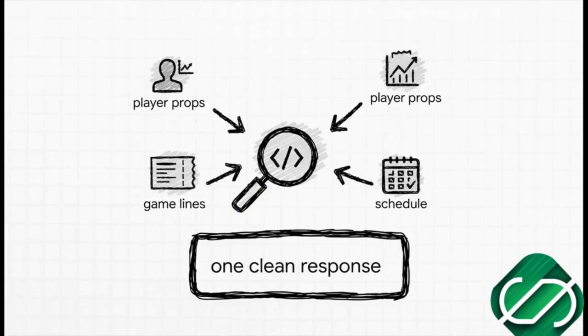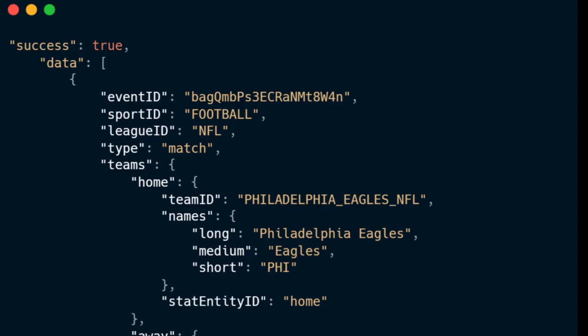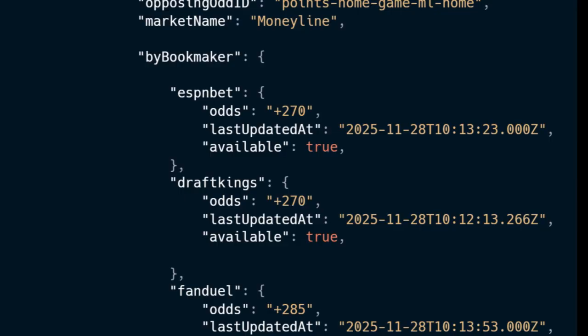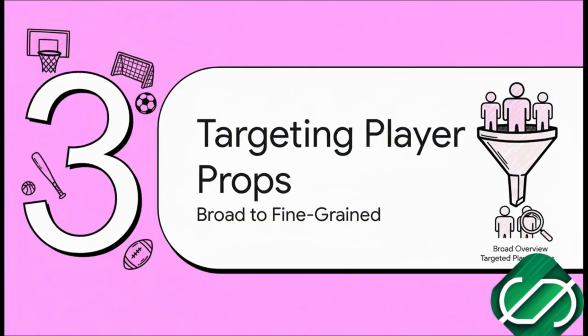And bam, this is what's so cool about that simple little query. You don't just get a schedule of games. You get everything, player props, game lines, the whole shebang for 10 different games, all in one nice, clean response. Okay, so that was awesome for a big, broad overview. But what if you need something way more specific? Let's look at how we can zero in on the exact player props that your app really cares about.